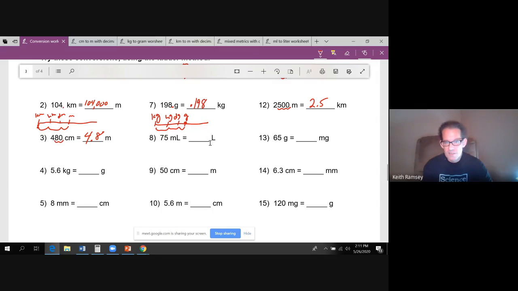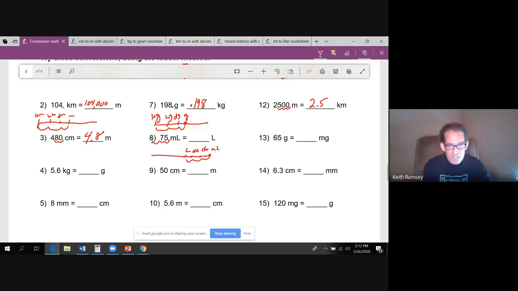75 milliliters to liters. So again, let's look at our chart. Here's a liter, okay? This is really small. So here's a deciliter, here's a centiliter, and here's a milliliter. So I'm over here at 75 milliliters, and I need to move my decimal once, twice, 3 times, and I'm moving it this direction. So here's my decimal for 75 milliliters. I'm going to go once, twice.